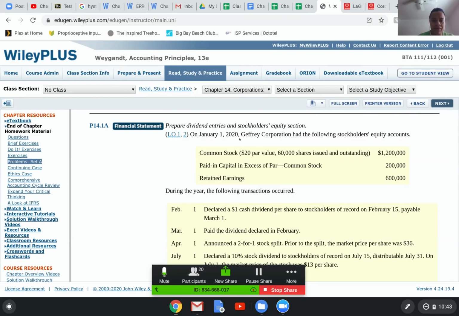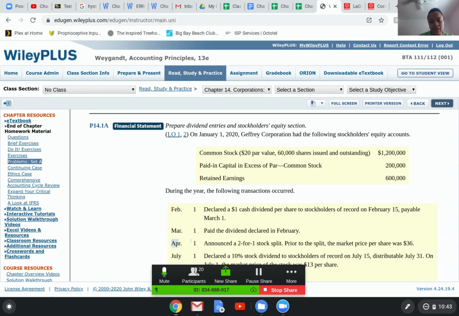So on January the 1st, 2020, Jeffrey Corporation had the following stockholders' equity accounts. So they had common stock. The shares have a $20 par value. They had 60,000 shares issued and outstanding. So obviously the number of shares times the par value gives you $1.2 million in the common stock account. Paid in capital in excess of par on the common stock is 200,000. And then they had retained earnings of 600,000.